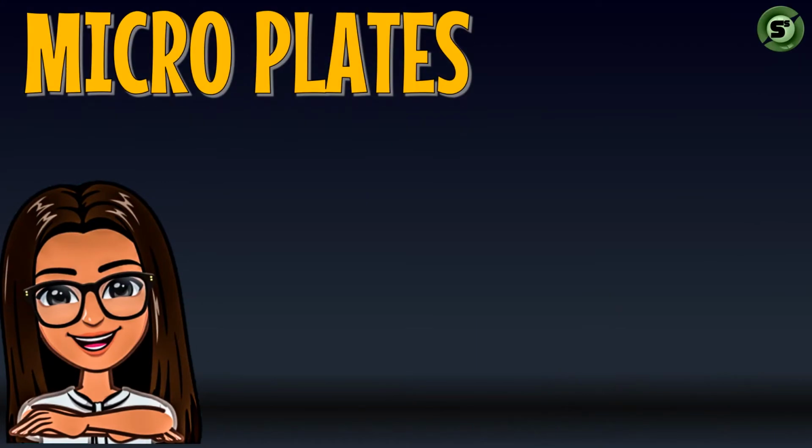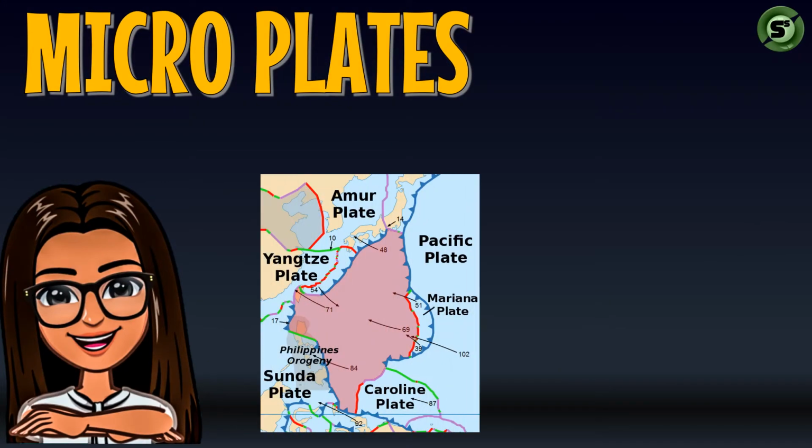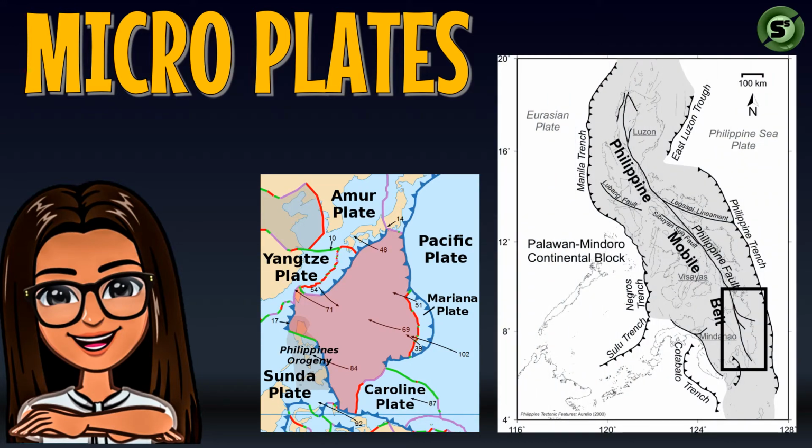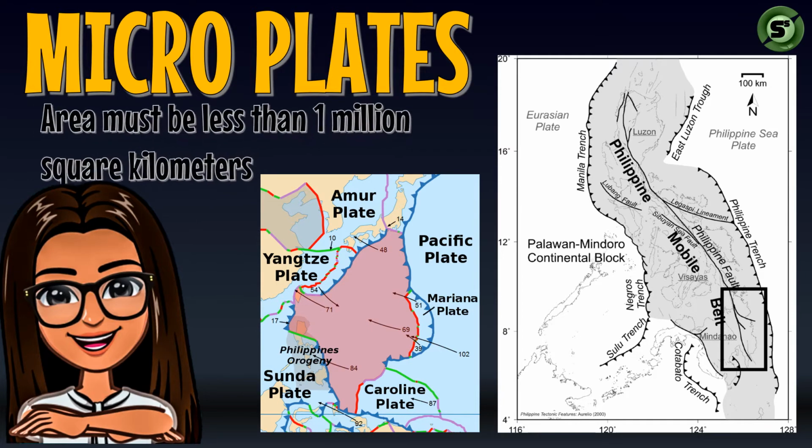The last classification of plates is the microplates. There are many microplates in the world, but they are too small. Microplates only cover a small area, that is why they are not usually shown on the tectonic map. A microplate covers an area less than 1 million square kilometers.